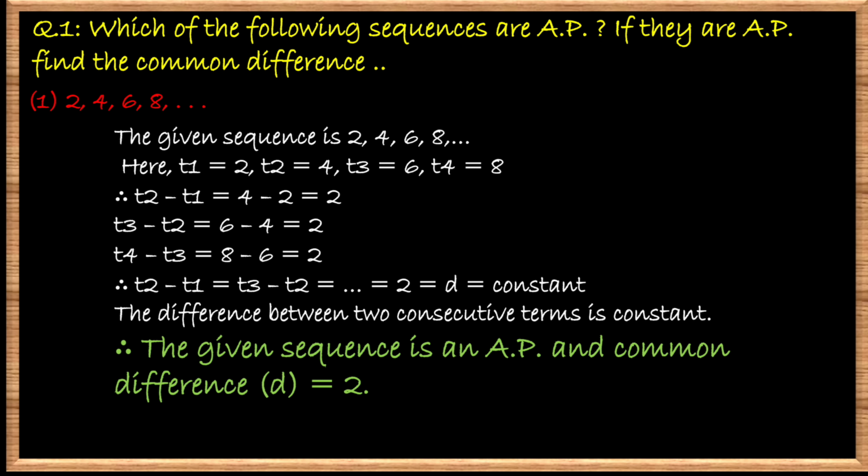I want you all to solve it, practice it and see which sequence has a constant common difference and which sequence does not have a constant common difference. Let us see one more example of the same question. Your question number 4: 0.3, 0.33 and 0.333. So here the sequence is given.